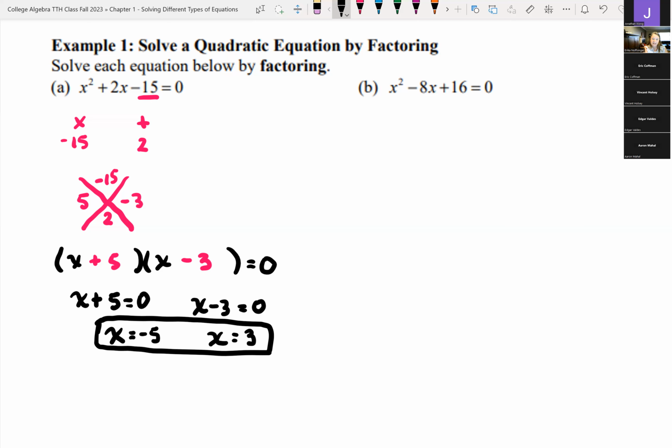Same process for part B. We have x squared minus 8x plus 16. So we're looking for two numbers that multiply to give us our constant, which is positive 16, but would add to give us -8.